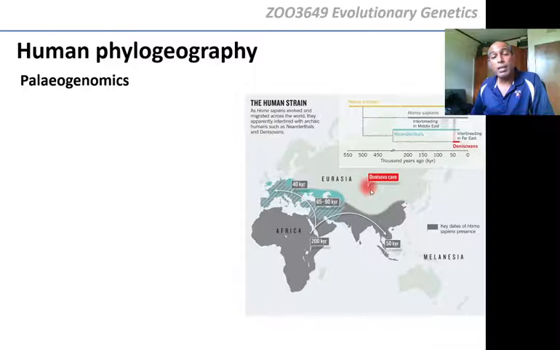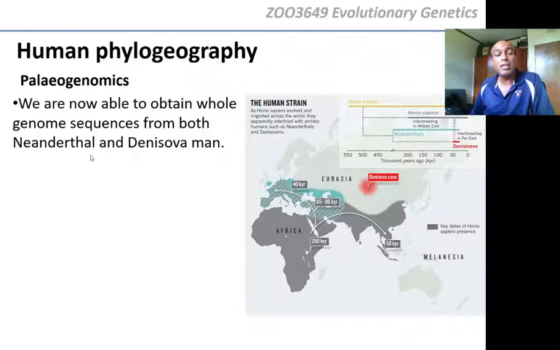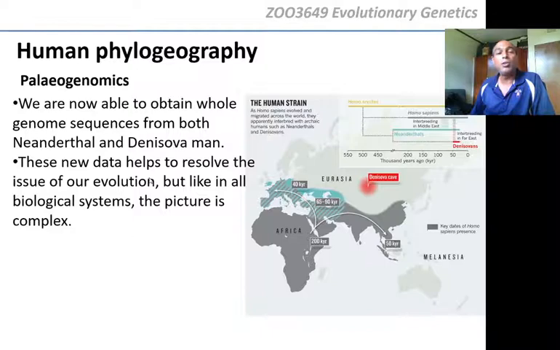Okay, we are now able to sequence the whole genome of Neanderthal and Denisova man. Okay, and that new data helps to resolve human phylogeography once and for all. And what it turns out to be, was the multi-regional correct? Was the out of Africa correct? Which hypothesis was correct?